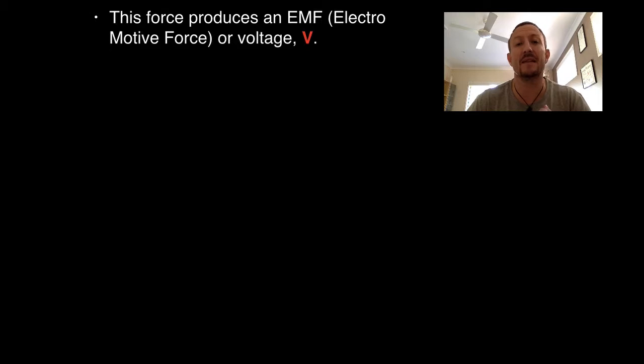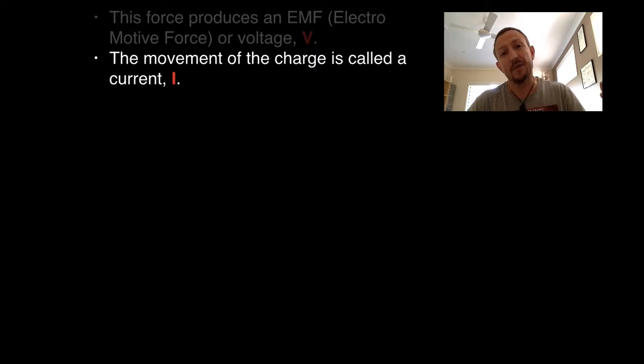As I stated, this EMF, or electromotive force, is also termed voltage. The flow of the charge is called current. Remember, current is basically the amount of charge moving past a specific point per second, or coulombs per second. So obviously if we've got lots of charge moving, then we have lots of current. Now in this case, let's not take into account the idea of resistance, because that's going to change the current.